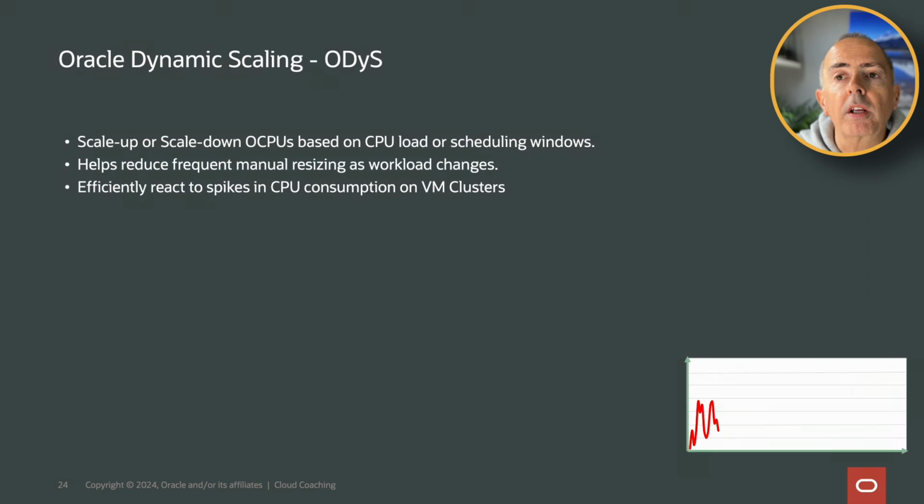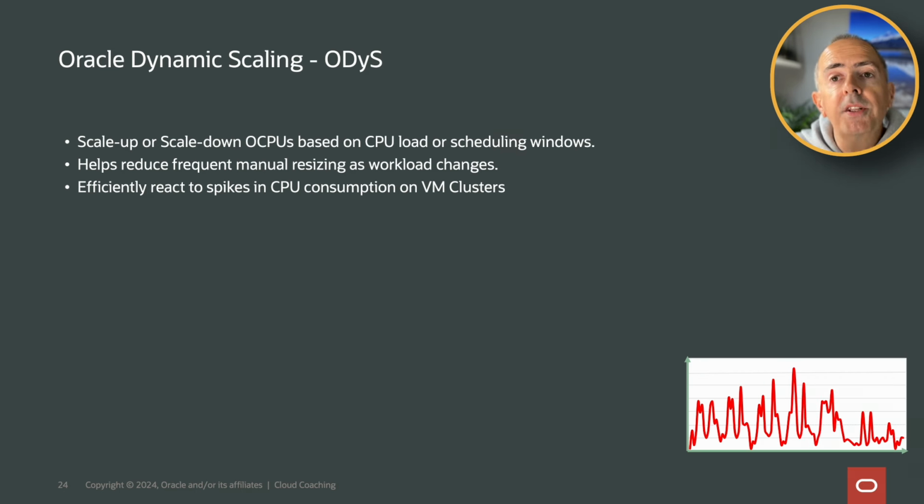So how does this work? Well, you can scale up or scale down the number of OCPUs based on the load or on a scheduling window. This helps to reduce frequent manual resizing if your workload's changing constantly. You don't want to be going in and manually resizing and trying to catch up, because you'll always be behind on the sizing. And it allows you to efficiently react to any spikes in CPU consumption on the clusters.